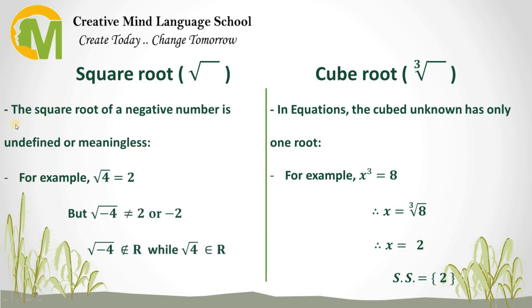The last point we should know when comparing the square root and the cube root of numbers is that the square root of a negative number is undefined or meaningless. For example, the square root of positive 4 equals positive 2, but the square root of negative 4 does not equal 2 or negative 2, because it does not belong to the real numbers or the rational numbers, while the square root of 4 belongs to the real numbers and the rational numbers also.